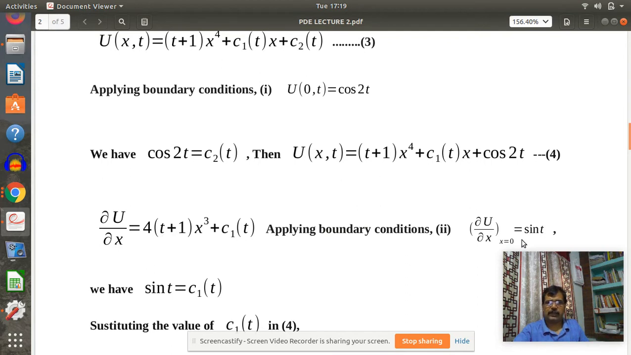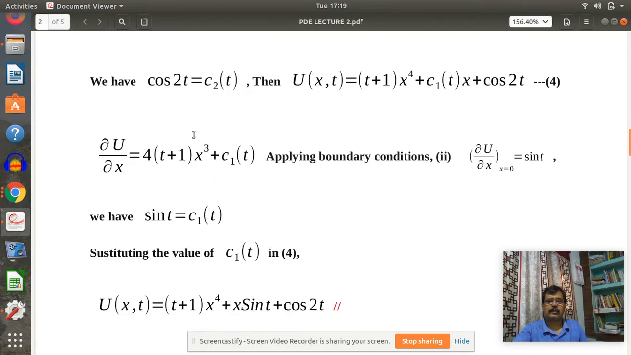Now I apply the second boundary condition, ∂u/∂x at x equal to 0 equal to sin t. So the left side is sin t. On the right side, we are putting x equal to 0, so this term gets cancelled. You get c1 of t, so c1 of t equal to sin t. Substituting the value of c1 of t in the fourth equation, we get u of x, t equal to (t plus 1) x raised to 4 plus x sin t plus cos 2t. Now this equation is independent of arbitrary functions, so this is the solution of the given partial differential equation.